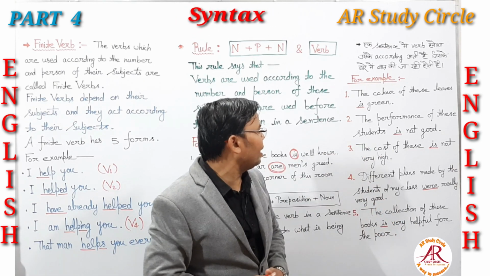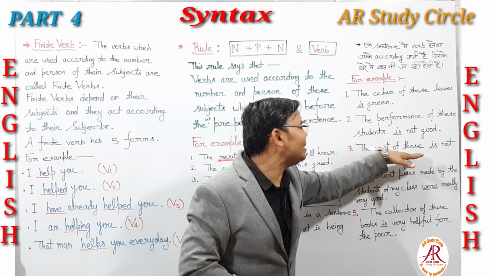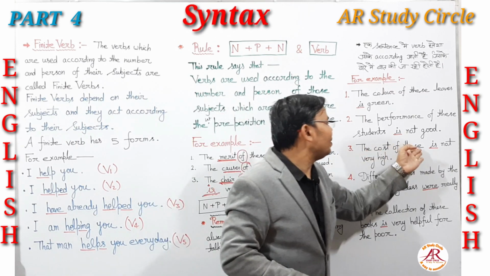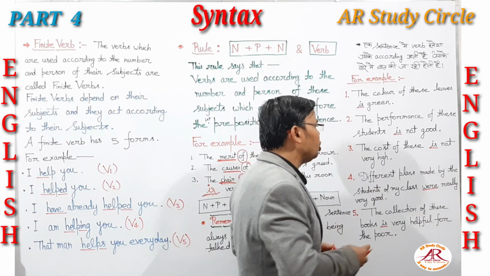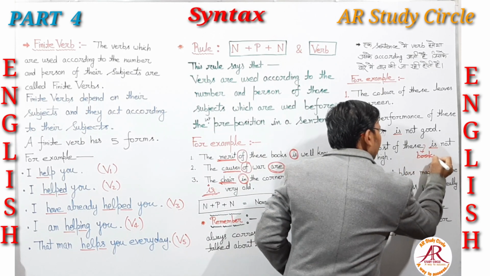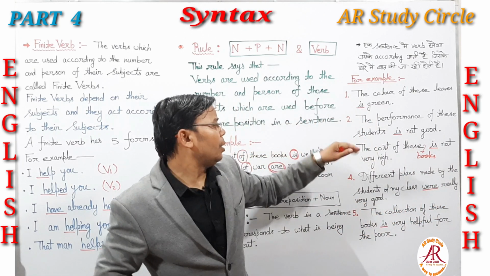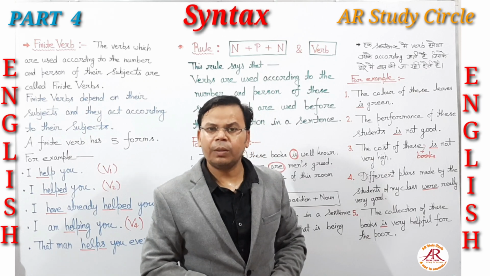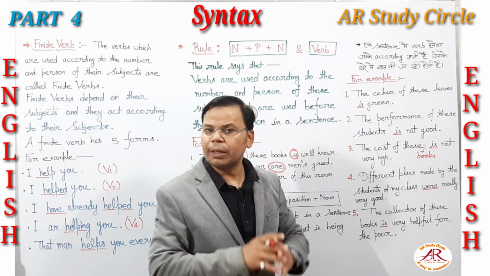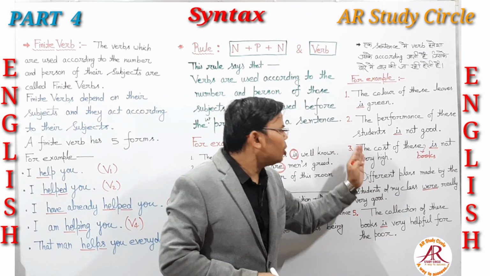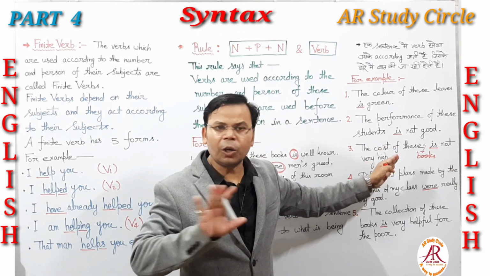In the next sentence, the cost of these, I think something is missing. The cost of these books. Books. Okay, now the sentence is complete. The cost of these books is not very high.